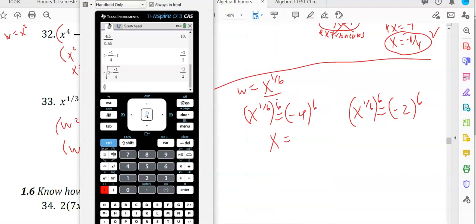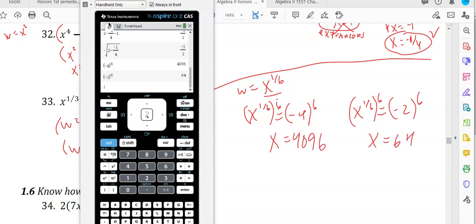So -4 to the power of 6. And while we're at it, -2 to the power of 6 as well. So 4096, and x equals 64 as well. These are worth checking here.